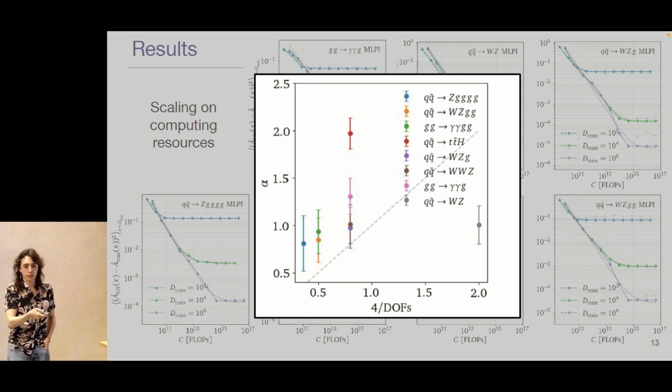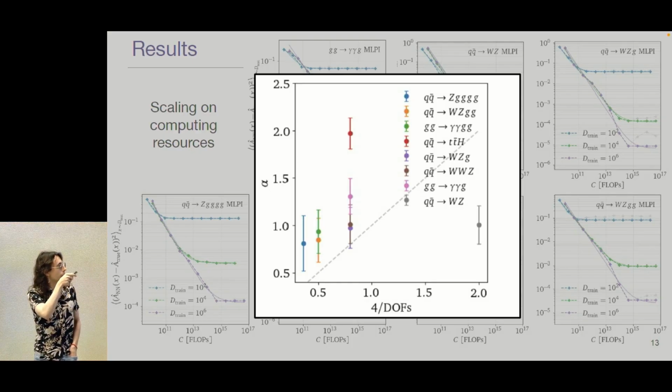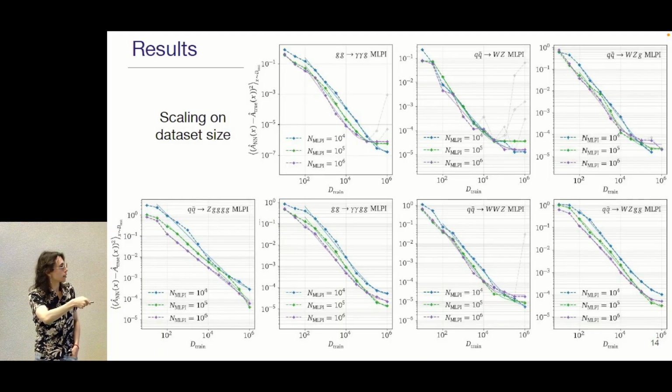It's like a very pathological case with only 2 degrees of freedom. And we also see that the QQTTH is way off here. It scales very much better than any other process, and we don't really understand why. But we should look into that maybe. And yeah, that's very nice results.